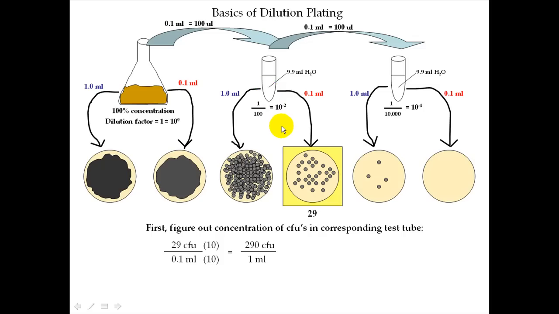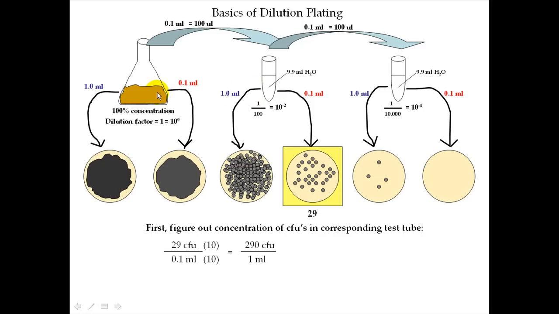Once you've figured out the concentration of CFU in this particular sample, the one that produced the plate that you ended up counting, you can then use that number in order to figure out the CFU per mil in the original sample. And here's how you do it. You'll need this number here, 1 over 100. So remember that this tells you that this sample is 1/100th the concentration of this. In other words, the original sample is 100 times more concentrated than this.